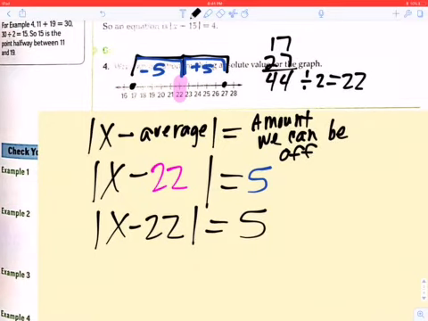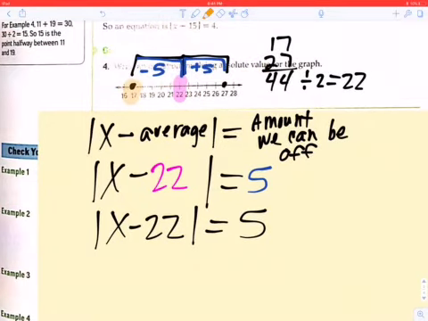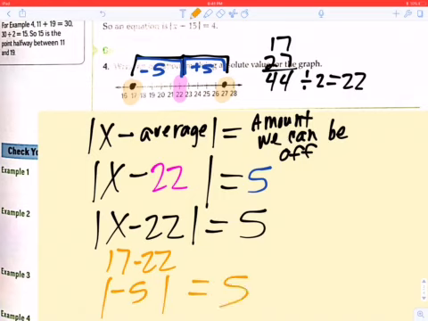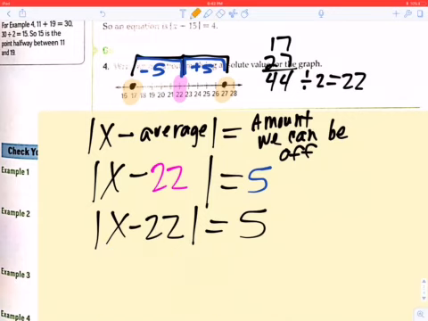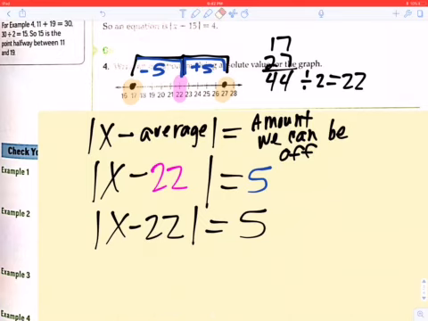I can check it and make sure I did it right, because my two endpoints are 17 and 27. So if I put 17 minus 22, that gives me a negative 5, and the absolute value of that would be 5. And then also my other endpoint is 27 minus 22, which is 5. After I find the absolute value, it will also be 5. So I know for a fact that I made my equation correct.